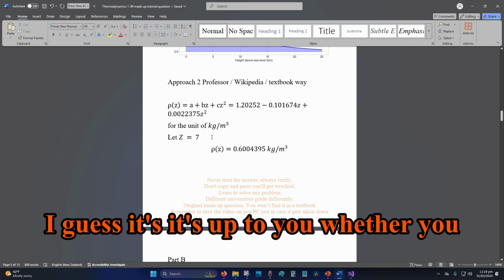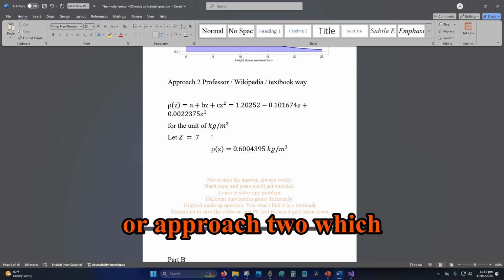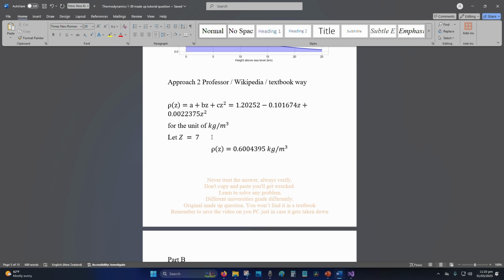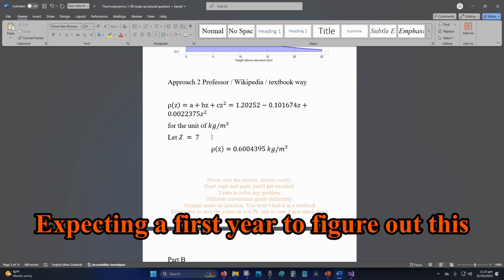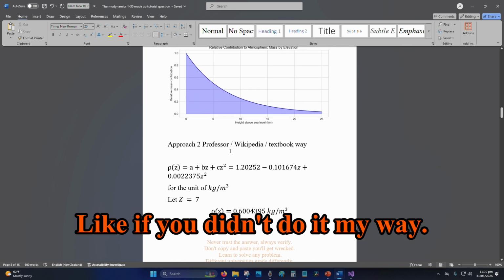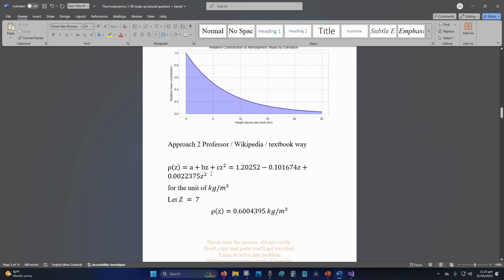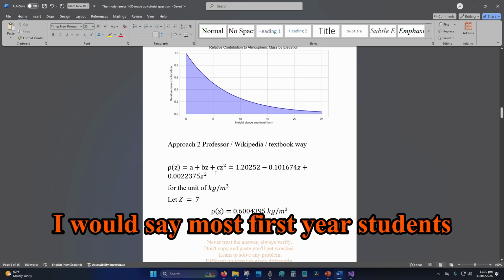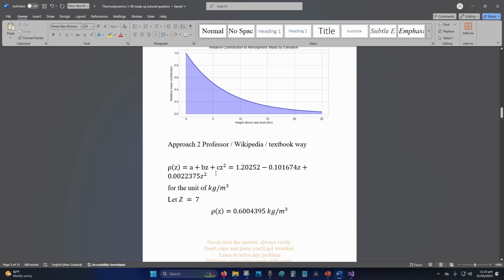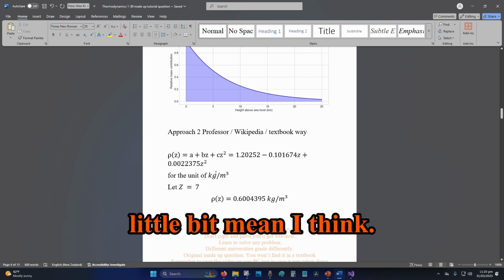So I guess it's up to you whether you choose approach 1, which is my way, or approach 2, which is the professor way. And expecting a first year to figure this out is, I guess, a little bit mean. If you didn't do it my way, I would say most first year students would struggle to figure it out. But, I mean, it's doable. But, yeah, it's a little bit mean, I think.